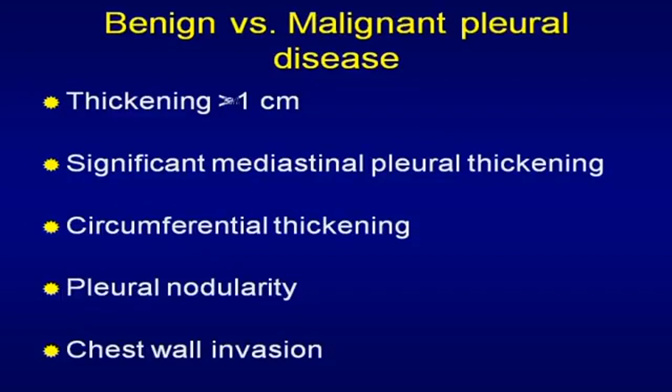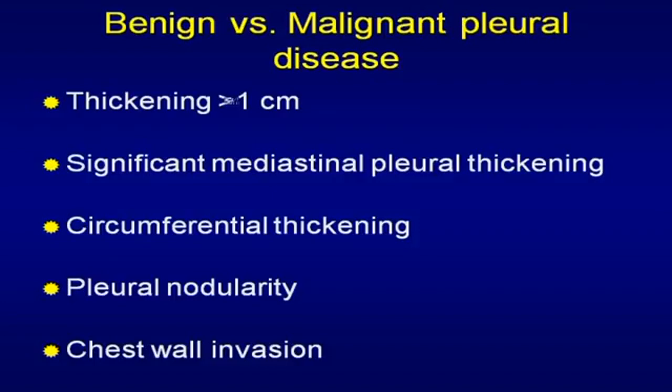How do we distinguish on CT scan in particular, benign versus malignant pleural disease? In the end, it's all about the fluid, but there may be findings to suggest one or the other. And these are all fairly specific findings of malignant pleural disease. If you see thickening that's over 1 centimeter in thickness, if you see a lot of mediastinal pleural thickening, benign processes usually don't produce thickening along the mediastinal surface. It's usually more of the peripheral pleura away from the mediastinum.